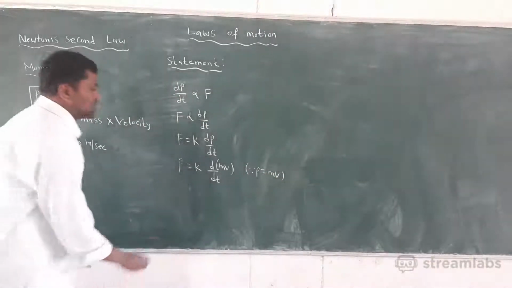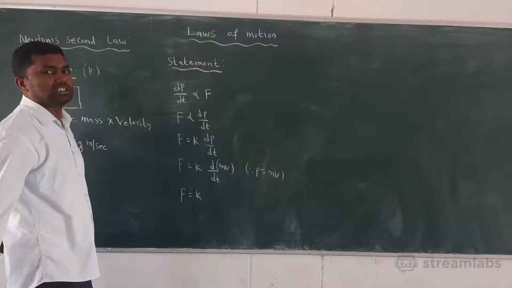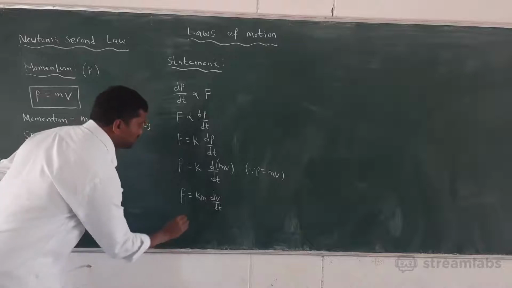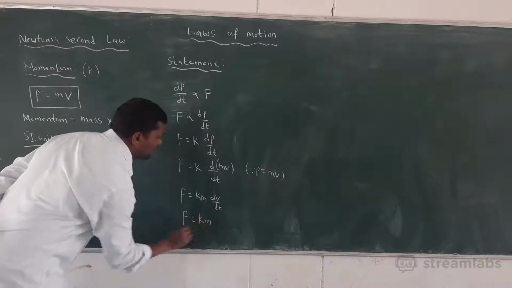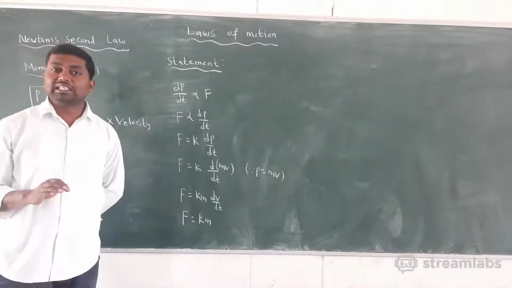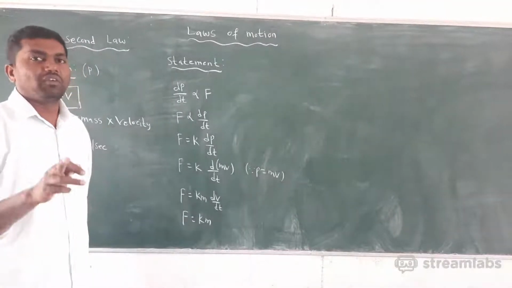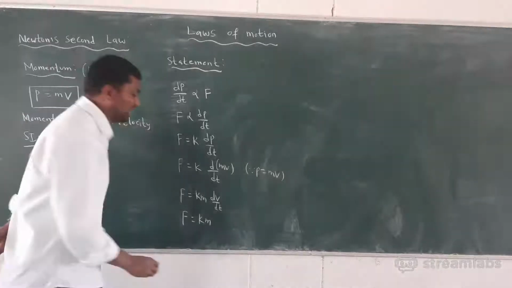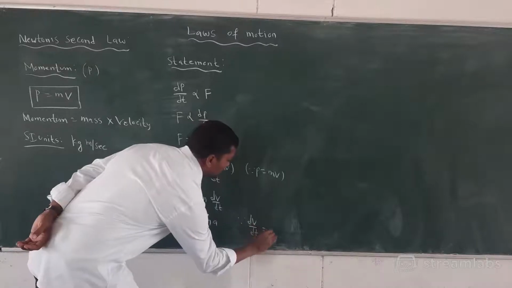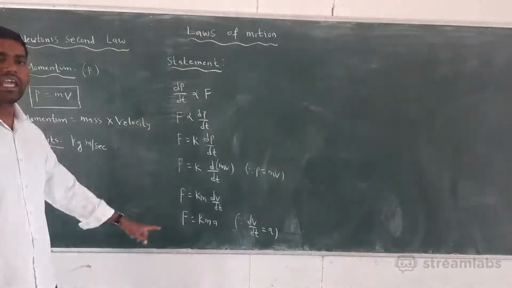Now we can write the equation: F is equal to k, a constant, and the mass remains constant, so we write k m outside, and dV by dt. So F is equal to k m dV by dt, where V is the velocity of the object. dV means the change in velocity, and dV by dt, the rate of change of velocity, is called acceleration, A. Since dV by dt is equal to a, the final equation will be F is equal to kma.